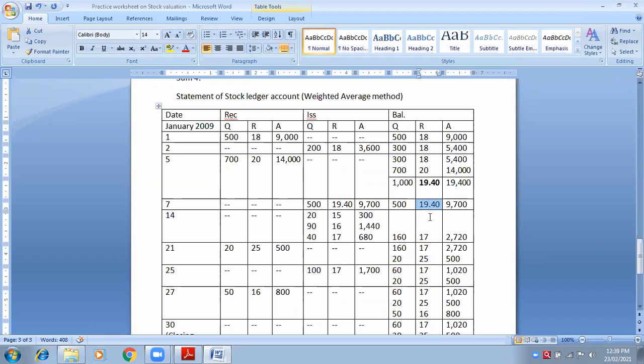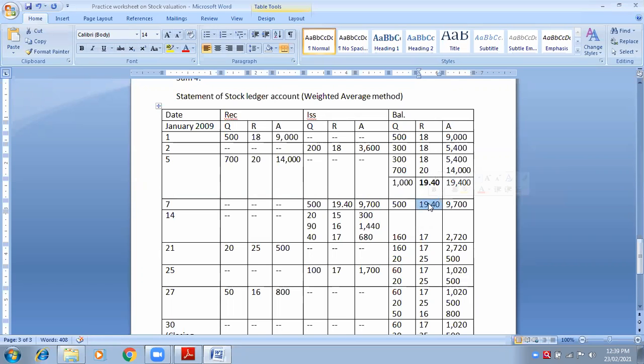Very simple. Weighted average method is a little different. We don't have to go according to the FIFO method. Please listen very carefully. Whenever we issue, first we will issue with the help of the weighted average rate. Then we will multiply both of them and get the amount. Now how to write the balance? Quantity minus quantity: 1000 minus 500, we get the quantity. Amount minus amount: 19,400 minus 9,700. We will get 9,700, the balancing figure amount. And 9,700 divided by 500, we will get the same 19.40.